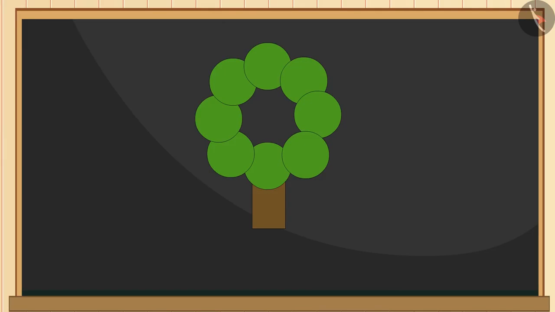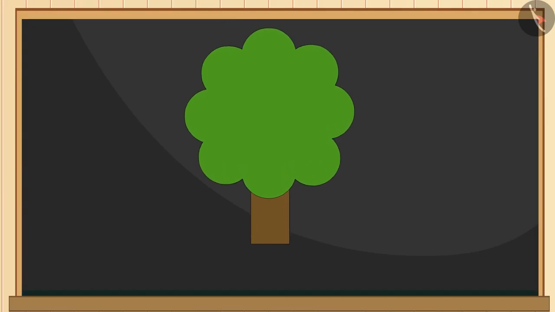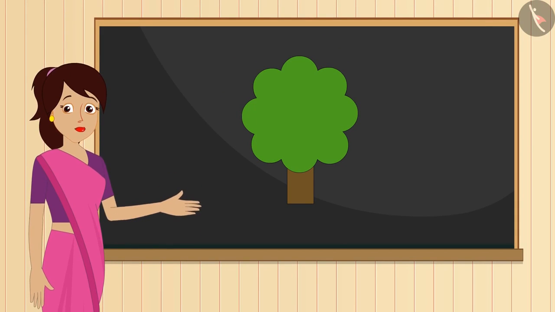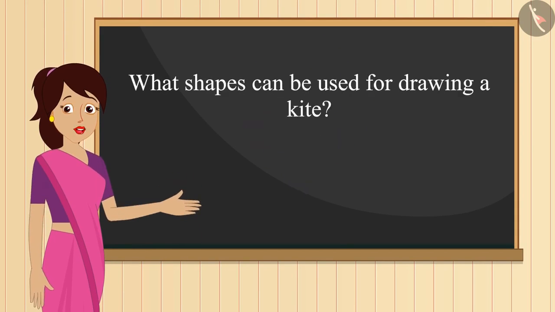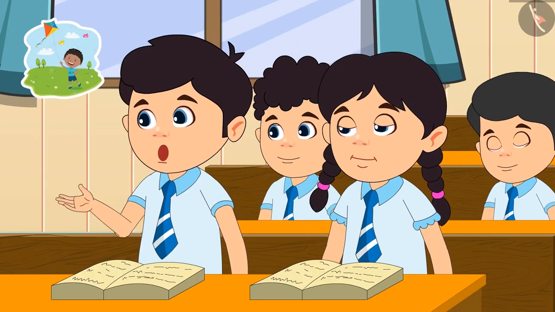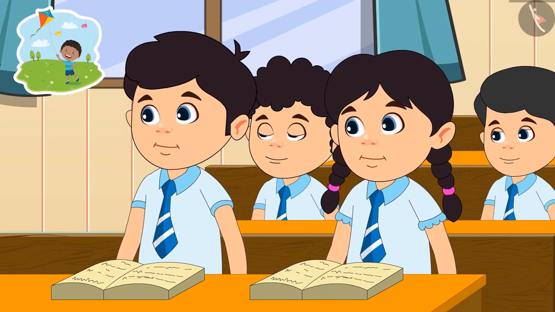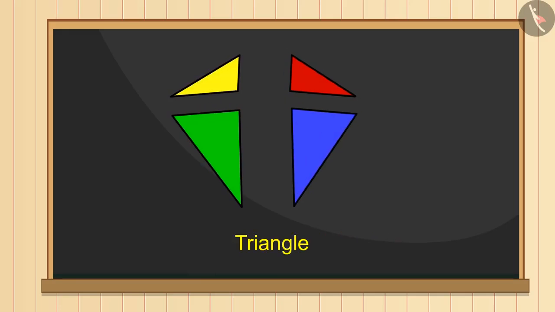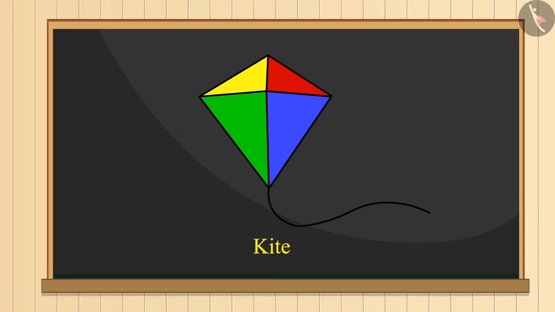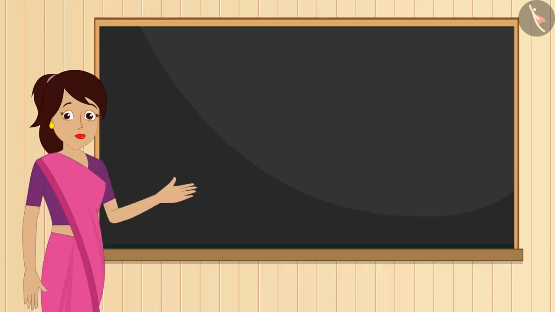Now, if we join the outer boundary of this shape and erase all the other lines, then it will become the upper part of the tree. So, isn't it correct? Come on, now draw a kite. I love flying a kite. If we join 4 triangles together, then a kite will be formed.